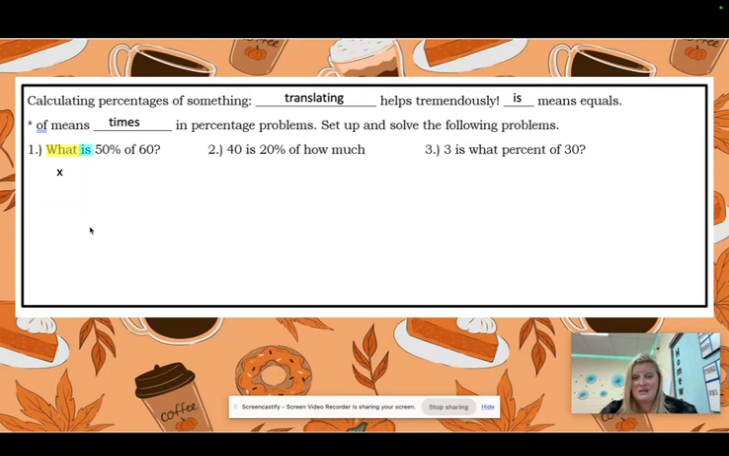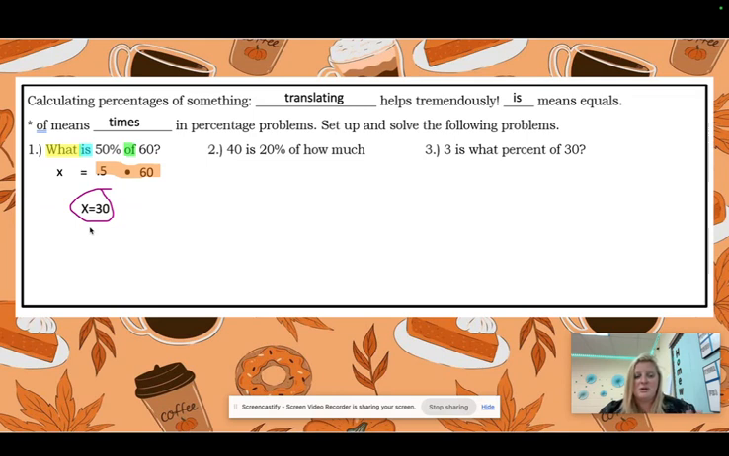The next word is "is." Is means equals. And then 50%, we have to turn that into a number that we can enter on the calculator. So we're going to turn that into 0.5. Then we have "of," which means times, and then 60. So I'm actually doing 0.5 times 60, which is going to get me 30 for that one.